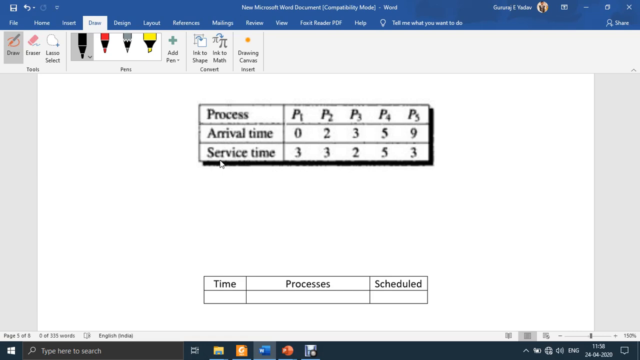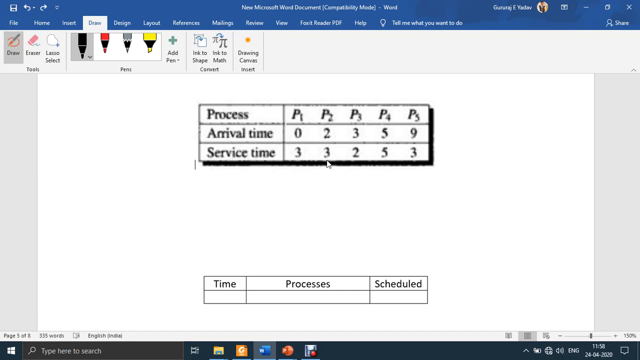So what is the total execution time? What is the total time P1 requires the CPU to complete? How much time P1 requires the CPU to complete is 3. Okay, it requires 3 milliseconds to complete. Remember this. So that is what is service time.